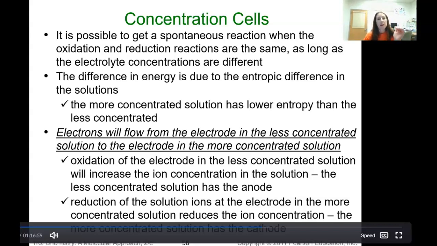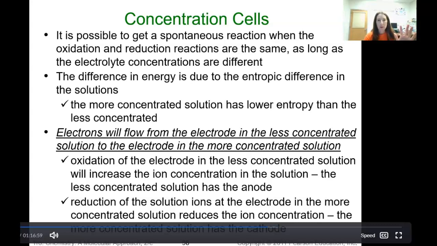So this is sort of what we were just talking about before. The electrons will always go from the less concentrated to the more concentrated because it's trying to even them out. The oxidation of the electrode in the less concentrated solution will increase the ion concentration in solution. The less concentrated in this case would have the anode. The reduction of ions at the electrode in the more concentrated solution will reduce the ion concentration, and the more concentrated is the cathode. Again, the electrons flow from less concentrated to more concentrated.